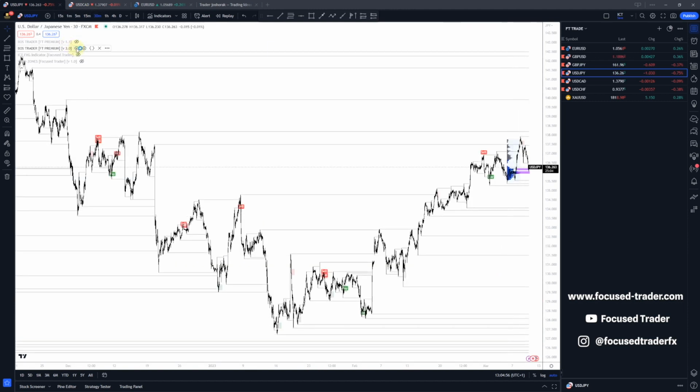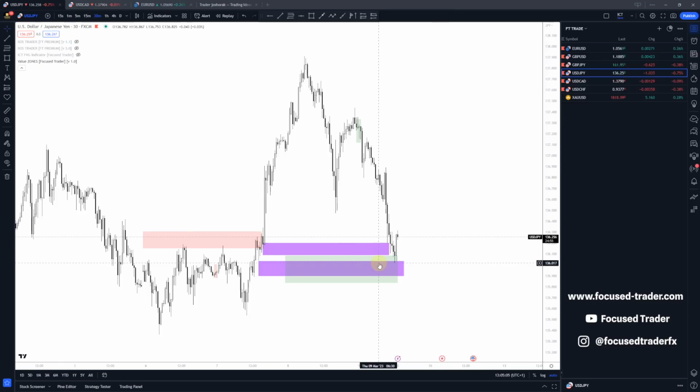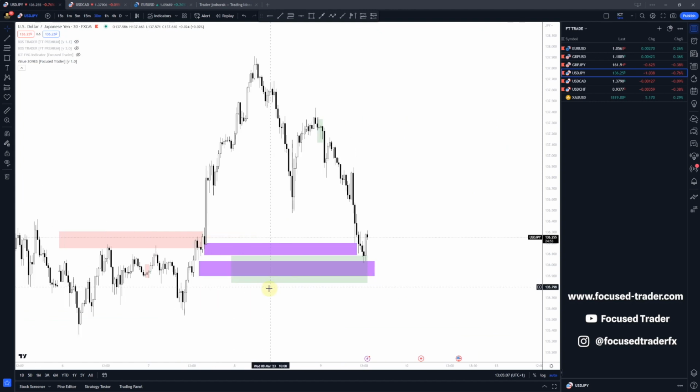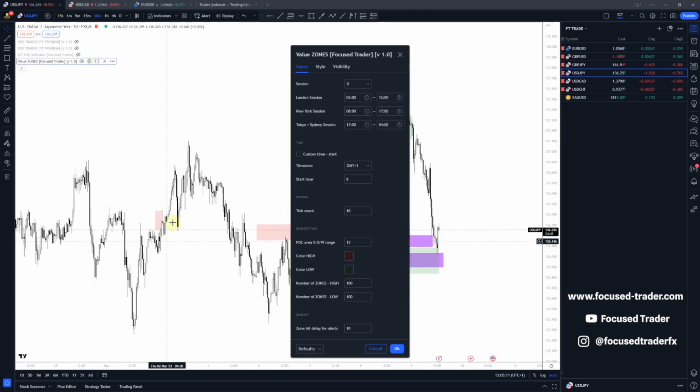And now let me go to, again, 30 minutes. I will hide this boss trader indicator. And let's look on this value zone indicator. Wow. You see? This value zones indicator shows you the areas of consolidation.